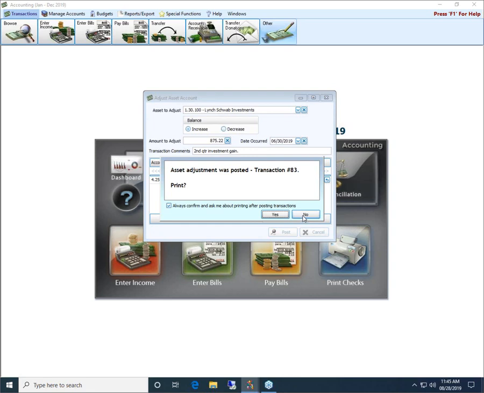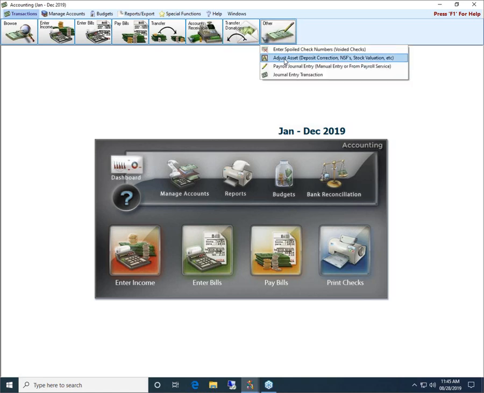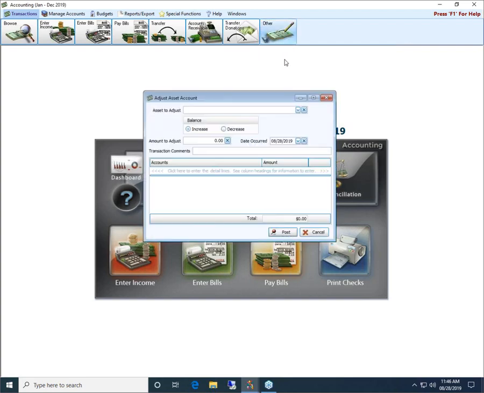Okay? So, again, to recap, this is simply a journal entry where one of the accounts involved in the process is an asset. Could be another asset, okay? But one of the accounts in the adjust asset transaction is always going to be an asset, okay? All right, so that is our topic for the day today.